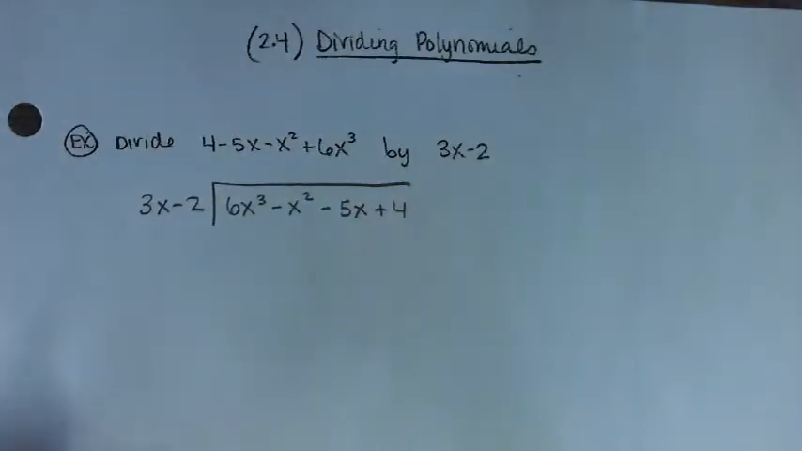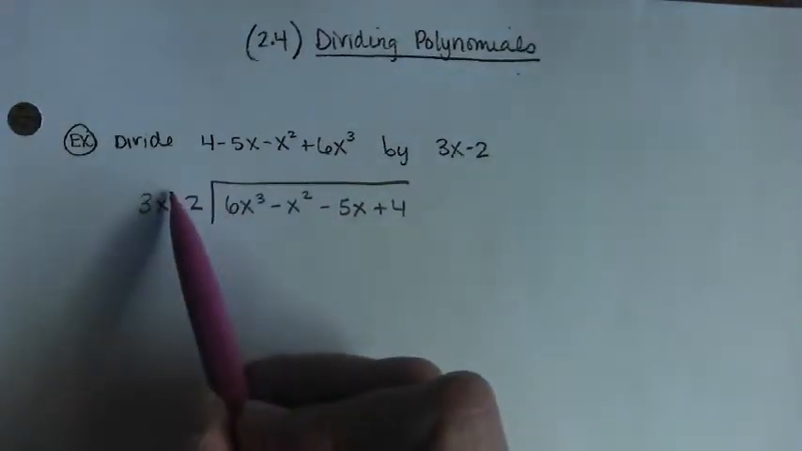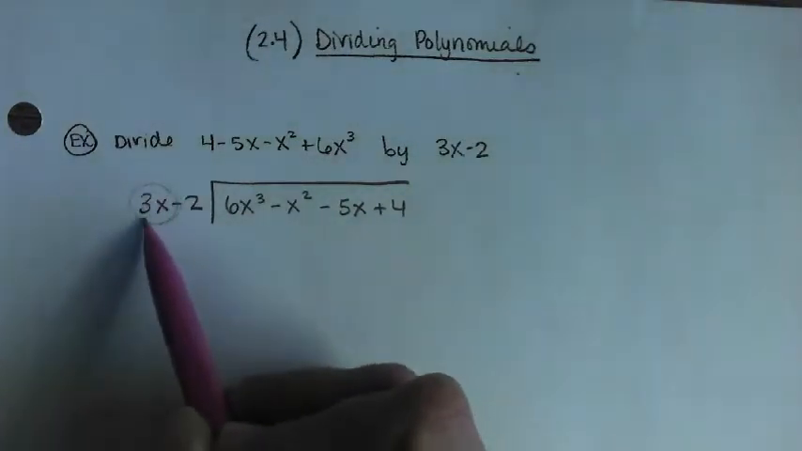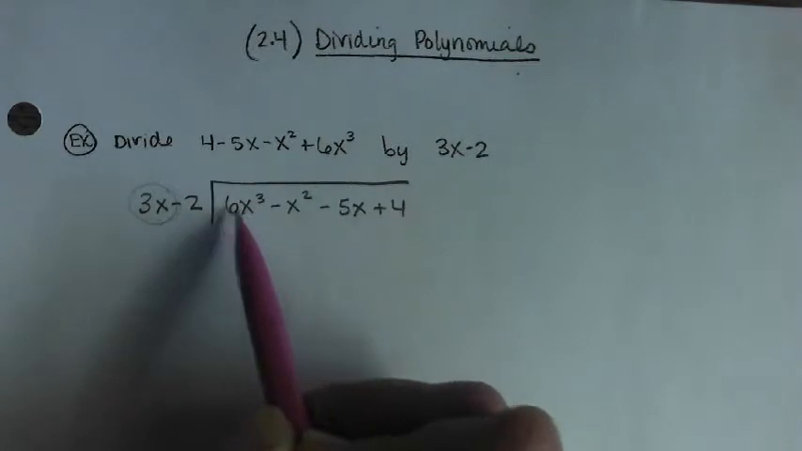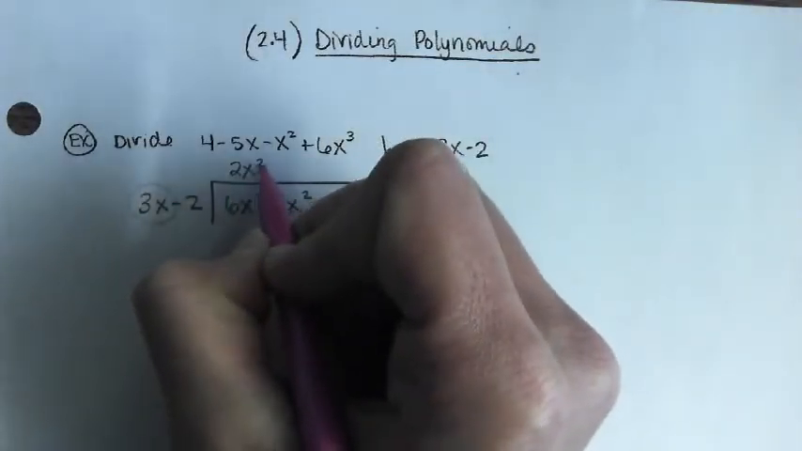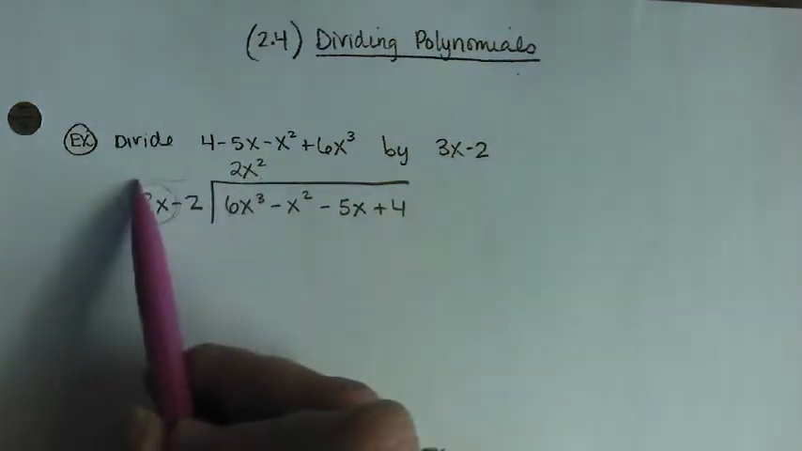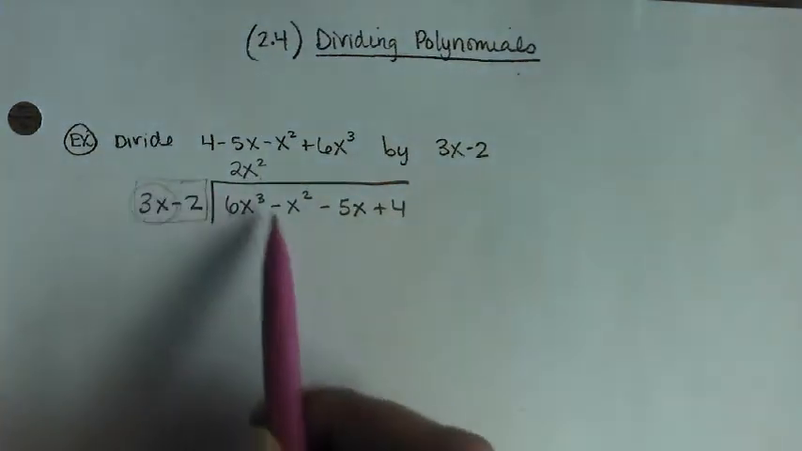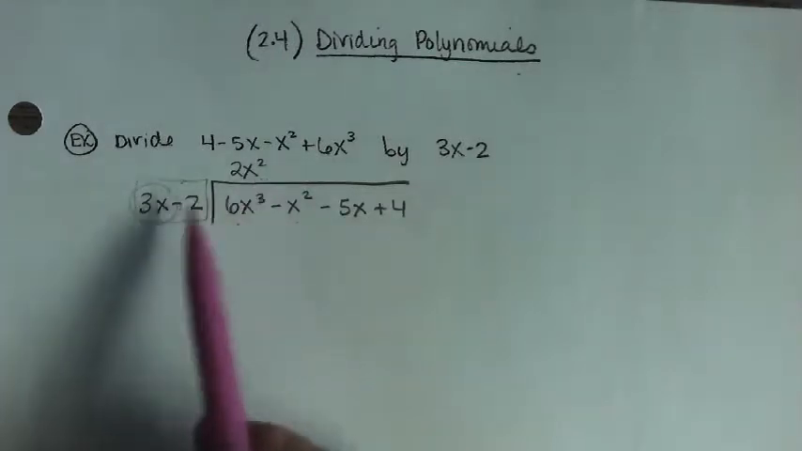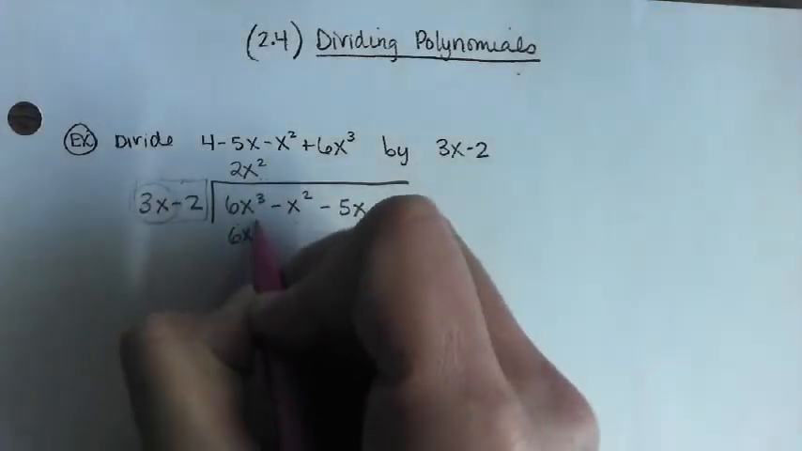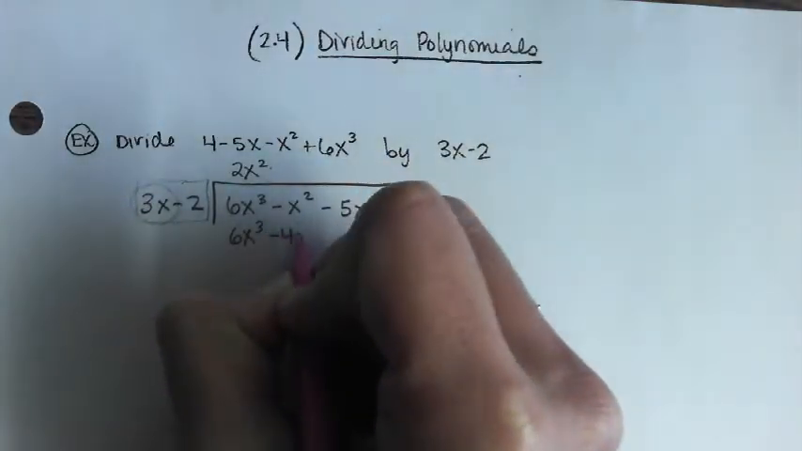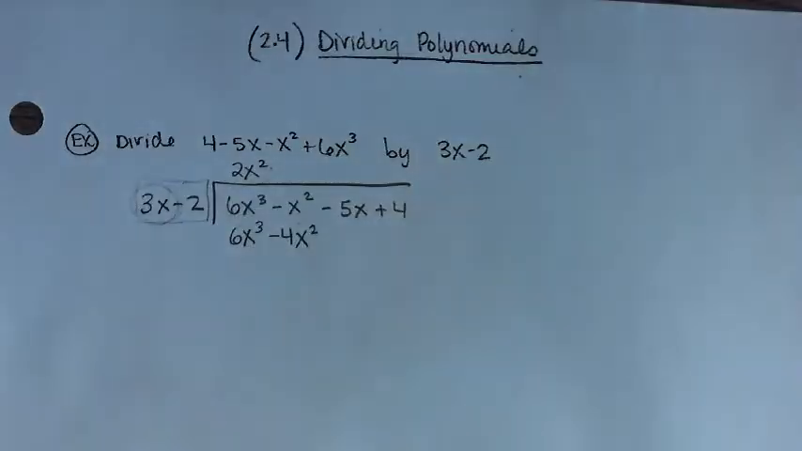So, as a reminder, we start by using just the leading term of our divisor, and 3x times what gives us 6x cubed? 2x squared. So then we take that and we multiply it by the entire divisor and line it up underneath the appropriate term. So 2x squared times 3x gives us our 6x cubed. 2x squared times negative 2 gives us our negative 4x squared. And then we use what operation?